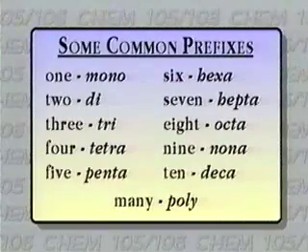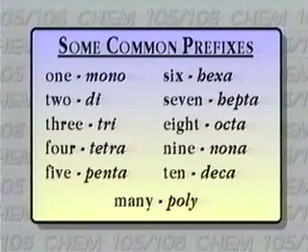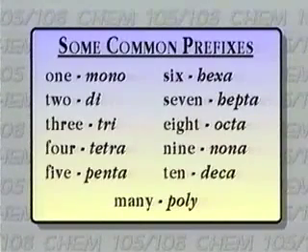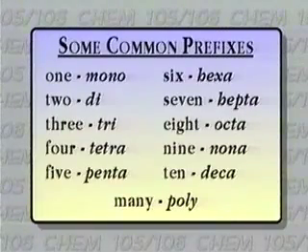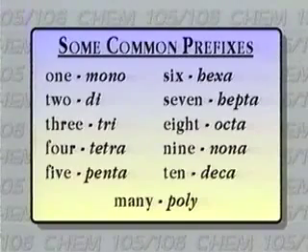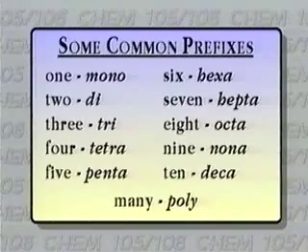Again, the prefix for 1 is mono. Prefix for 2 is di. We've already looked at those. 3 is tri. 4 is tetra. 5 is penta. 6 is hexa. 7 is hepta. 8 is octa. 9 is nona. And the prefix for 10 is deca.